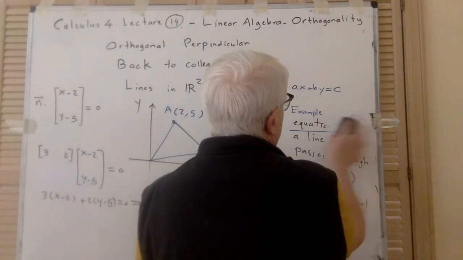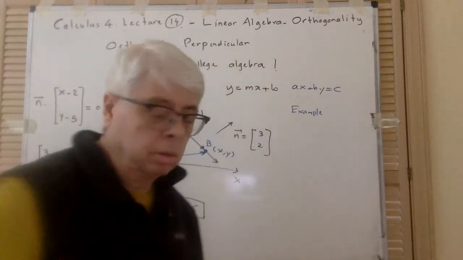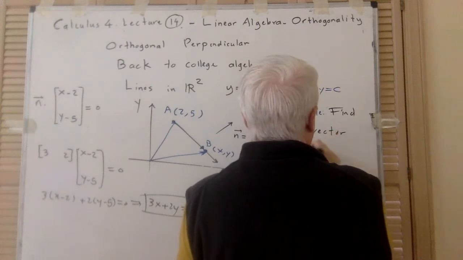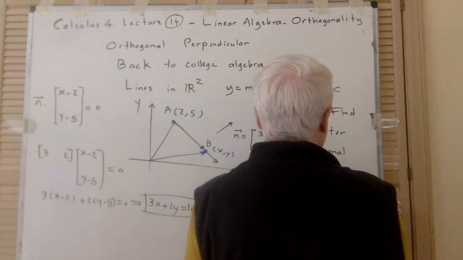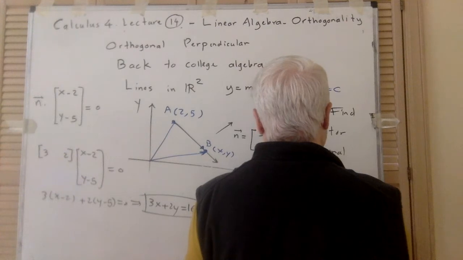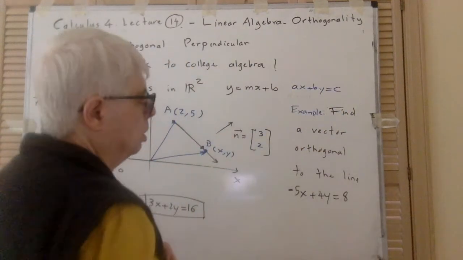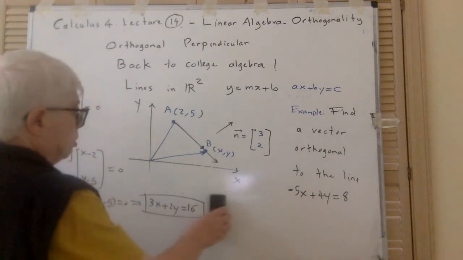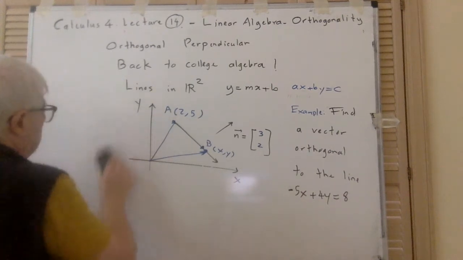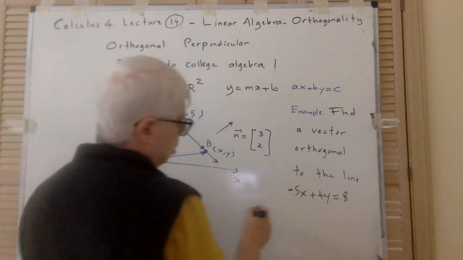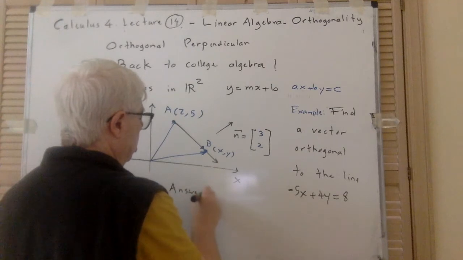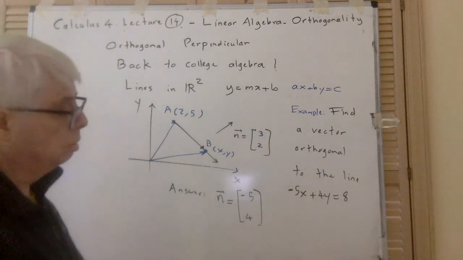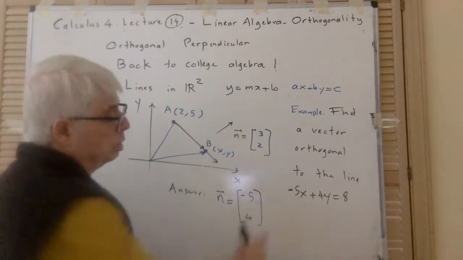Example, find a vector orthogonal to the line this. Okay. So what is it? It's very simple. When you look at this, the answer is (minus 5, 4). So orthogonal to that is simply (minus 5, 4).